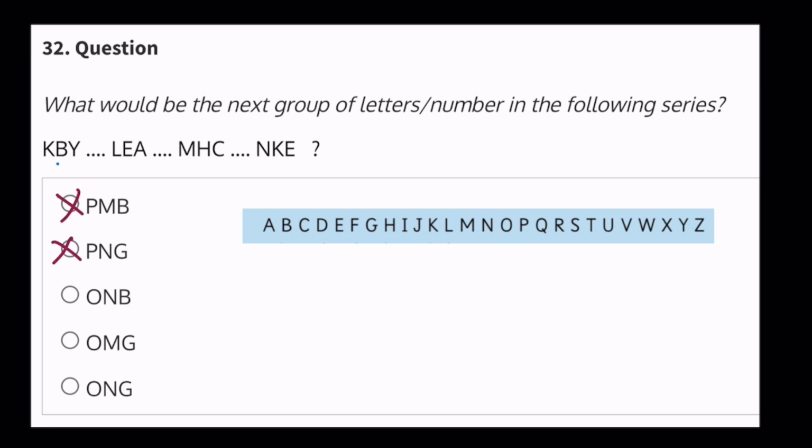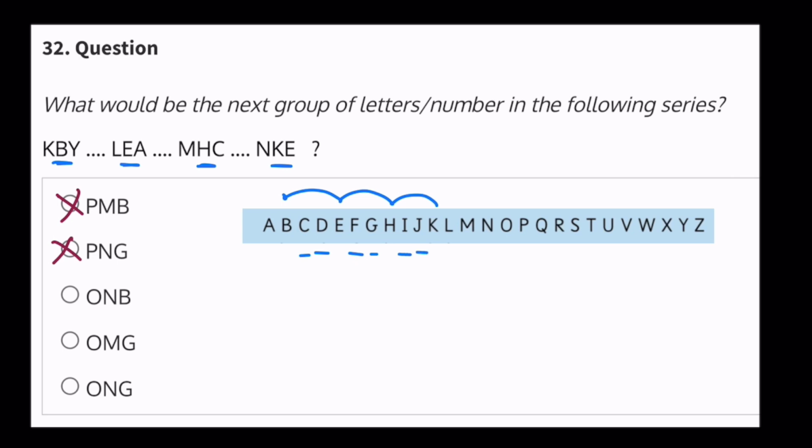Now we're going to do the same thing, but for the middle letters. And we're going to map this out onto our alphabet. So we're starting here with B. We're moving over to E in our second element. So we're skipping over 2 letters. Then we move from E to H, and again, we're skipping over 2 letters. Then we move from H to K, and again, we're skipping over 2 letters.